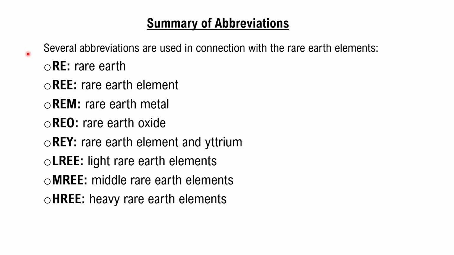Summary of the classification of rare earth elements and related abbreviations. RE or rare earth, REE rare earth elements, REM sometimes rare earth metals, REO rare earth oxide, REY rare earth elements and yttrium, LREE light rare earth elements, MREE middle rare earth elements, and HREE heavy rare earth elements.